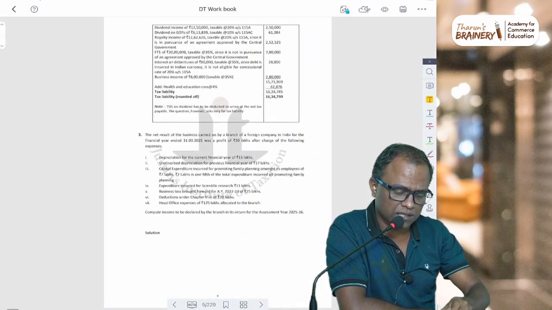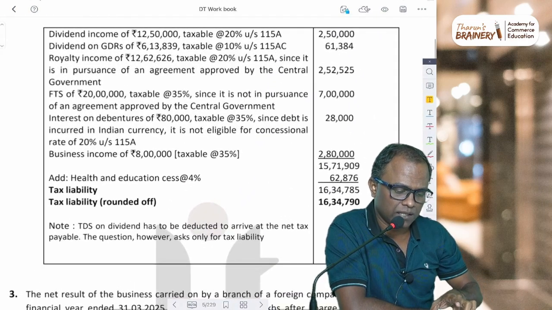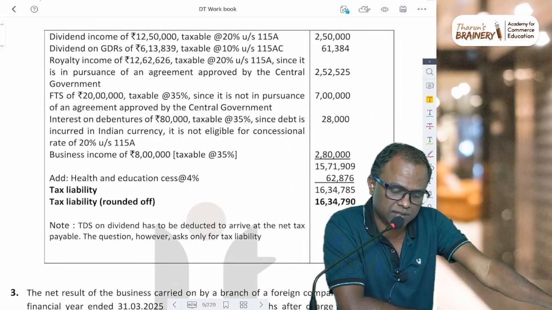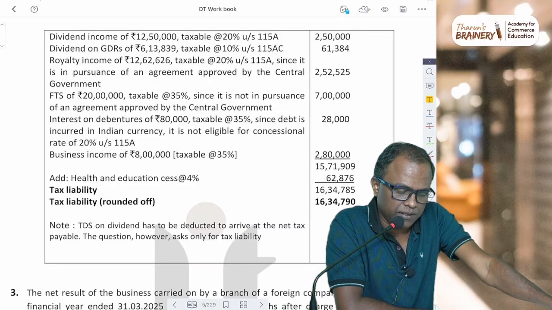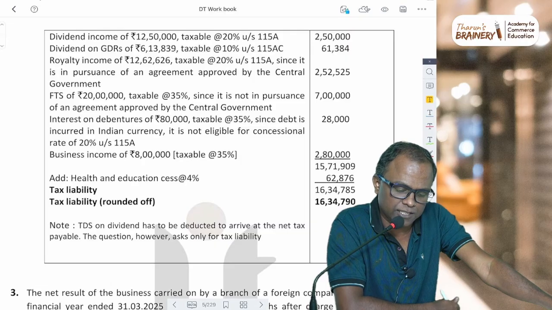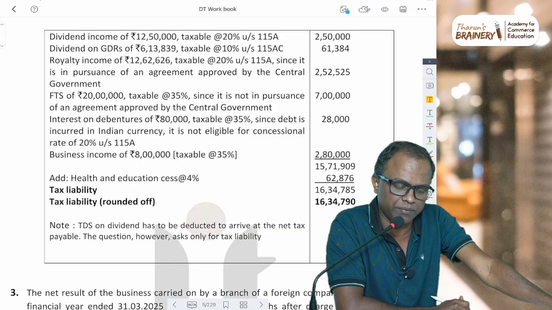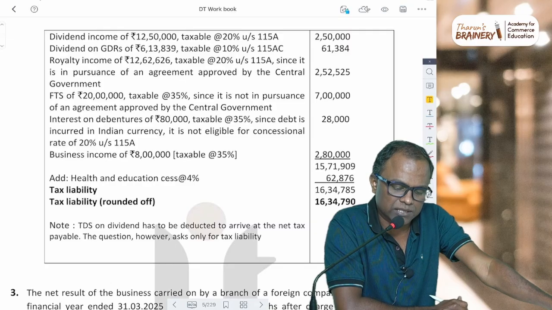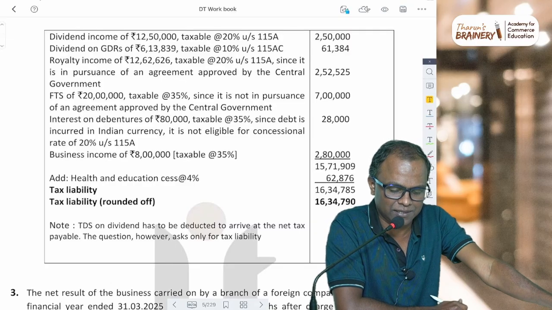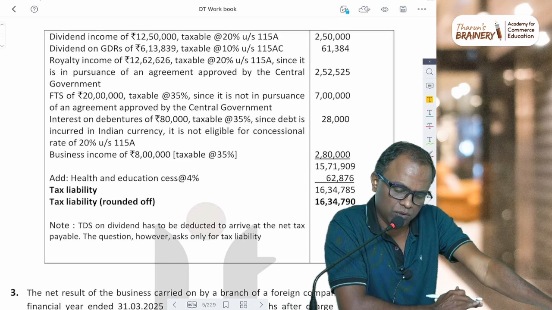If the question asks about tax liability, before reducing TDS, we should double line the answer. So this is the tax calculation. Dividend income of 12,50,000, 20%, section 115A. Dividend on GDR, 115AC, 10%. Royalty income, 115A, 20% as per agreement. FTS, no agreement, and it is received by way of debenture. The main problem is there is no agreement. So 35%. Interest on debentures also 35%, because the debt is incurred in Indian currency. And the business income also 35%.